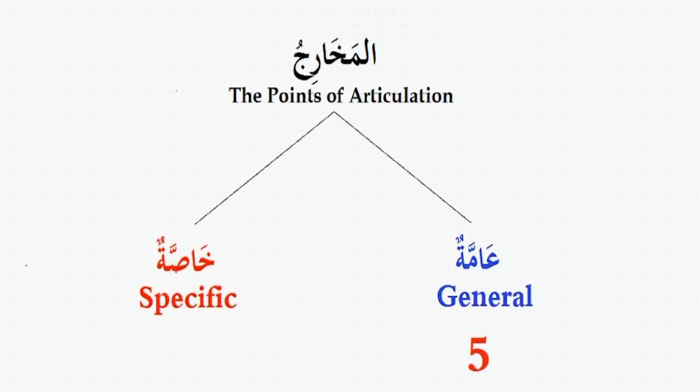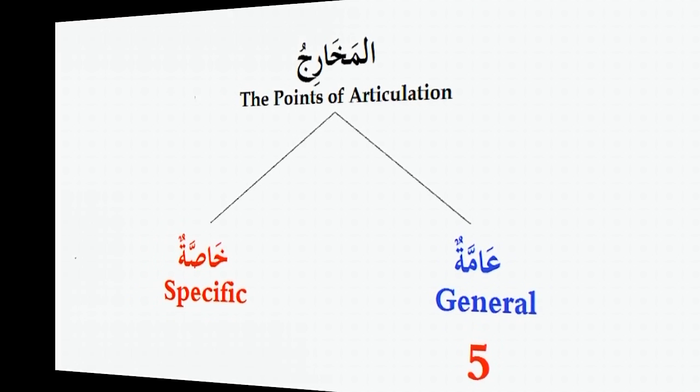The second category are Makhaarij khassah, which means specific points of articulation, and these are 17 or 18 based on the categorization. Now, looking at the general points of articulation, al-makharij al-'ammah, we see that there are 5.